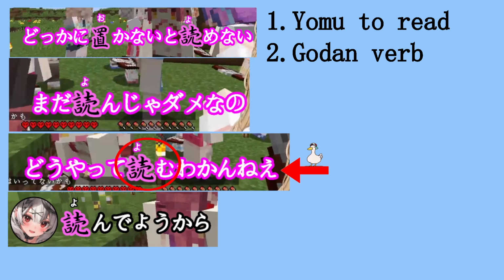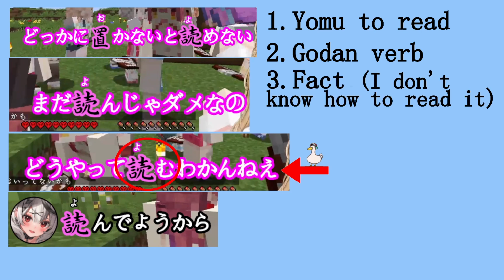Final question for this scene, why is the dictionary form used here? This is a factual information Polka gives us about herself. She doesn't know how to read the rule book. This is a fact about Polka, and that is why she uses the dictionary form.